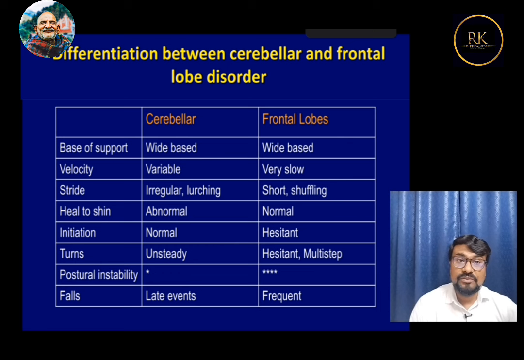Whereas in frontal lobe disorders, the gait will also present as a wide-based gait, slow to start, short and shuffling, whereas in cerebellar disorders it will be irregular and lurching. The heel-shin test will be normal. They will start with hesitancy, and while turning they will have hesitancy with multiple steps. Postural instability will be marked with frequent falls. These are the gait changes in frontal lobe disorders.